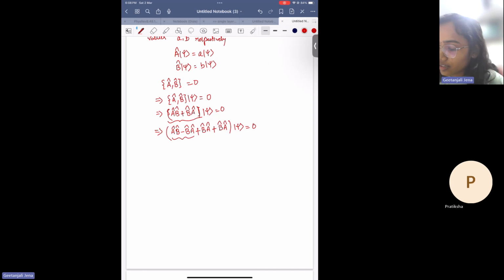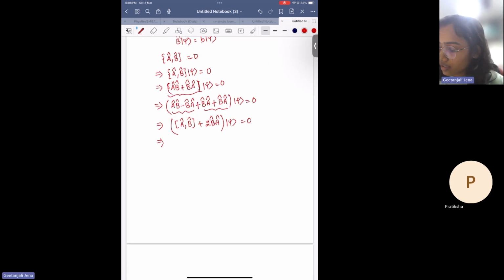Now you know that this is the commutation relation of A and B, and this is 2BA, the whole acting on psi equal to 0. That means we just multiply the eigenket with the individual terms. This means the commutator acting on psi plus 2BA psi equals 0. You want the first term to vanish, which will only happen when the second term is 0.